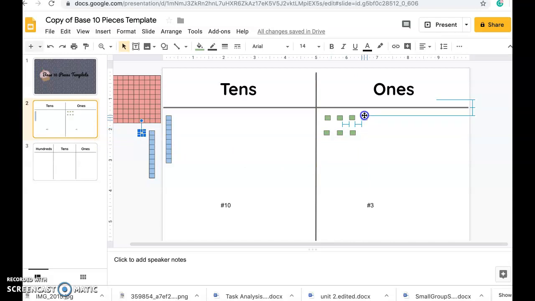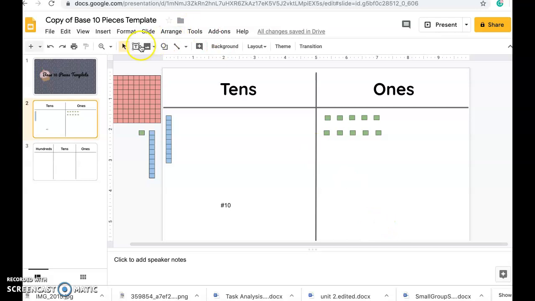4, 5, 6, 7. Let's make sure. So he had 3, 1, 2, 3, 4, 5, 6, 7. Perfect. So now let's count how many he has over on the one side, how many units he has. He has 1, 2, 3, 4, 5, 6, 7, 8, 9, 10.